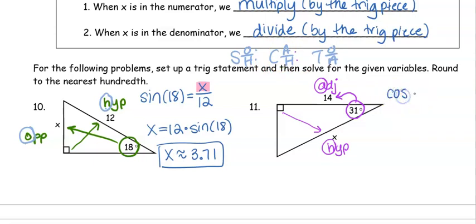So this one is going to be cosine of 31, my reference angle, is 14 over x. This time our x is on the bottom of the fraction. So I'm going to divide by the trig function. So I'm just going to switch spots there. So x is 14 divided by the cosine of 31. All right, I want you to go into your calculator and find what that missing value of x is going to be and enter that in for your next question.